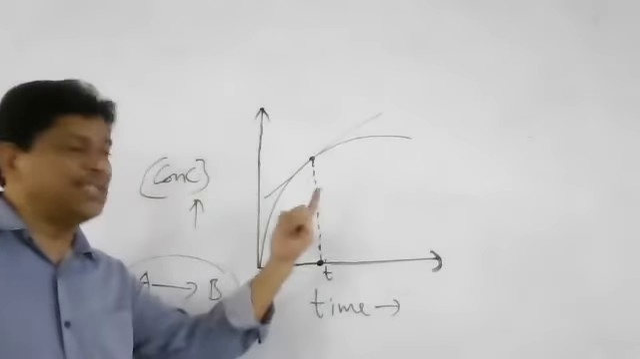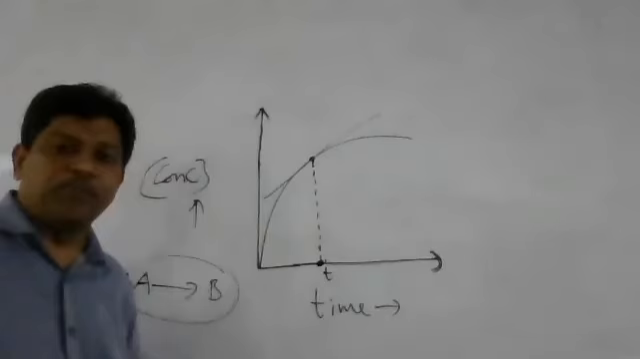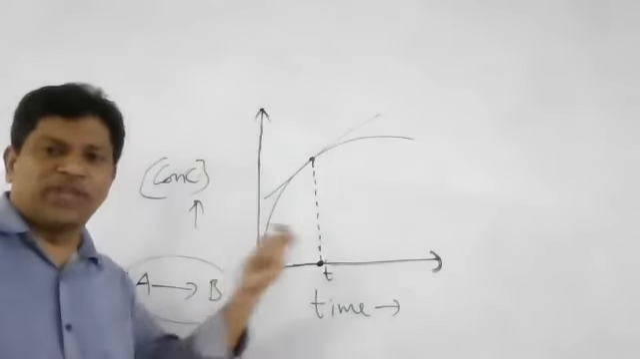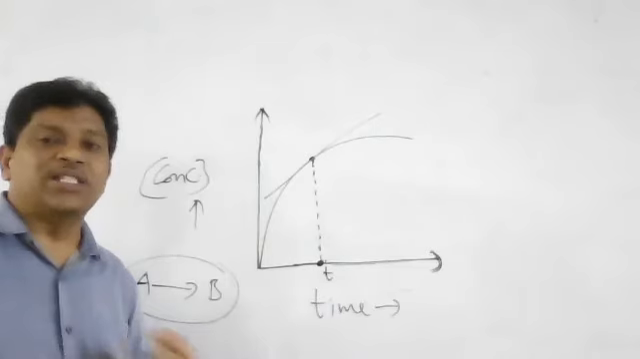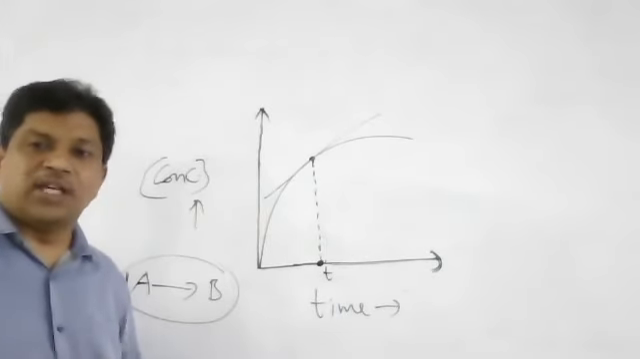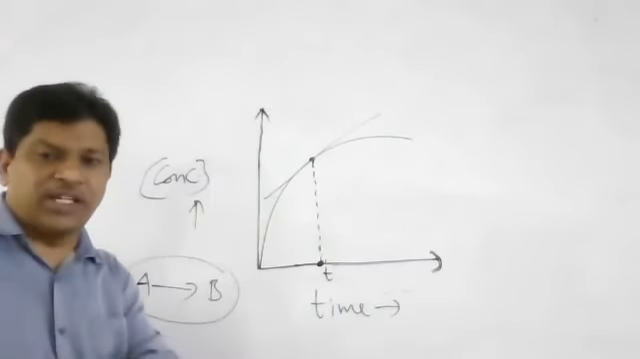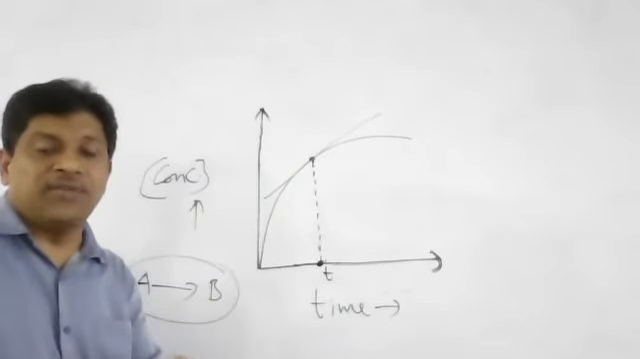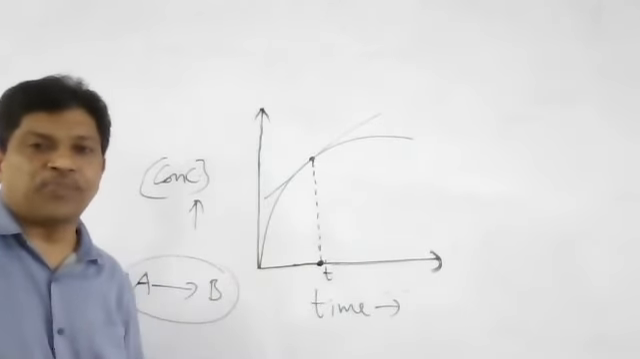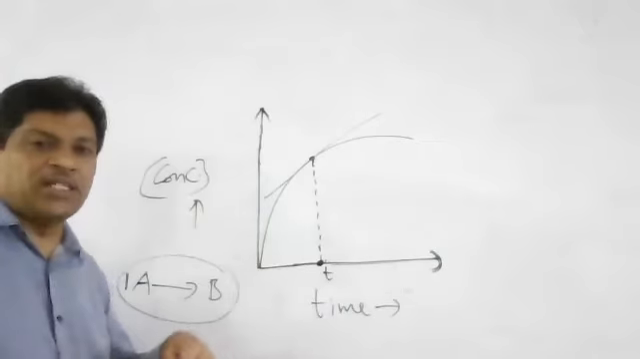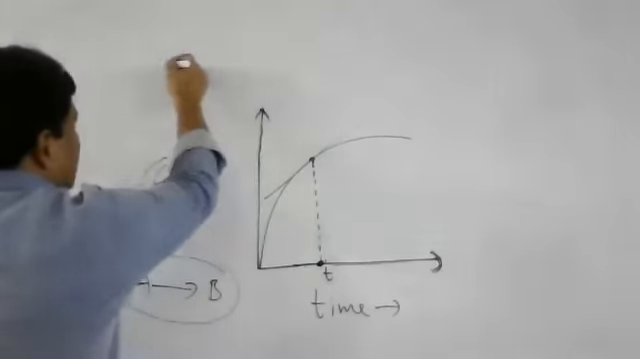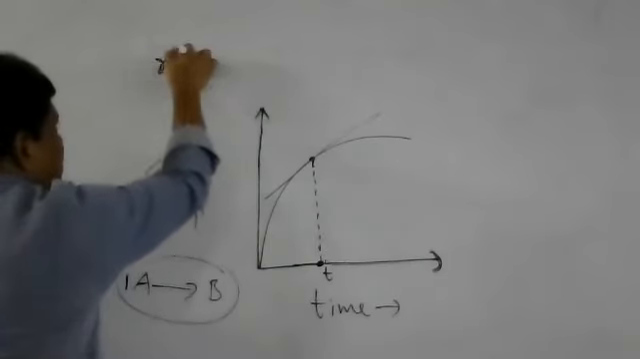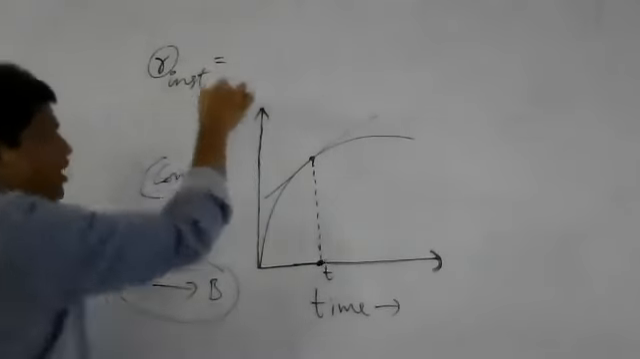Now this curve is having a positive slope or negative slope? It is having a positive slope. Now this positive slope of the curve gives what? The instantaneous rate. Whatever instantaneous rate we get in terms of reactant, the same instantaneous rate of reaction we get in terms of product also. So in this case, tell me how to write the instantaneous rate of reaction.